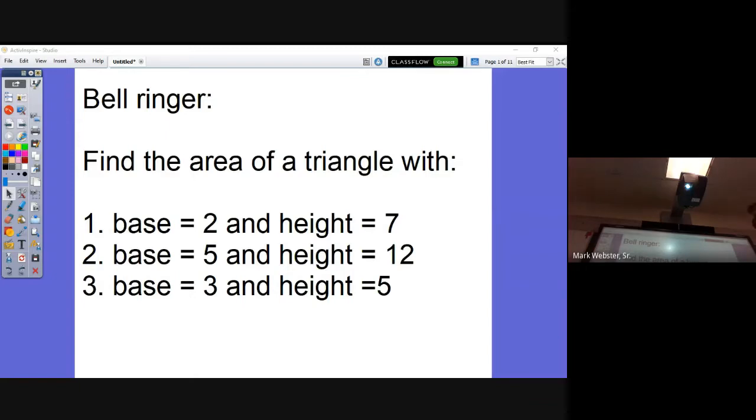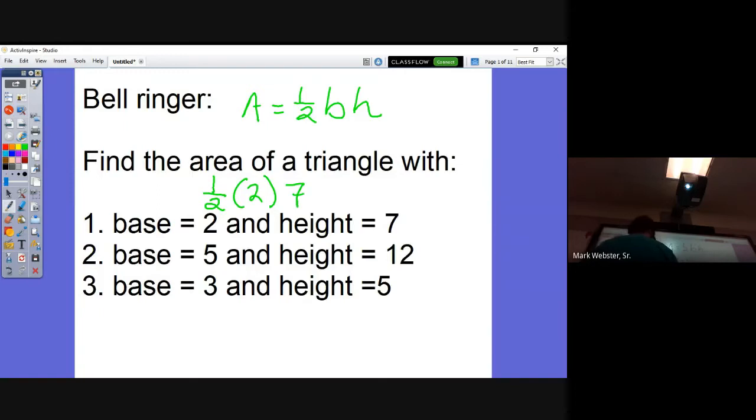So for all these, remember that the area formula for a triangle is 1/2 times the base times the height, right? So if we want to find the area of a triangle here, well, this first one has a base of 2 and a height of 7, right? 1/2 times 2 times 7. Half of 2 is 1, times 7 is 7. So for number 1, the answer is 7, right?